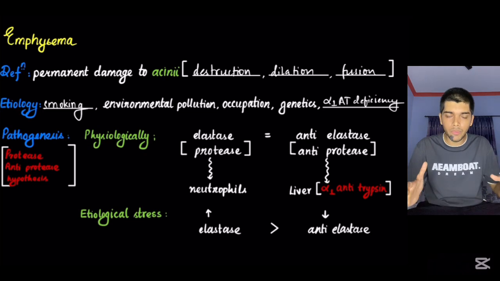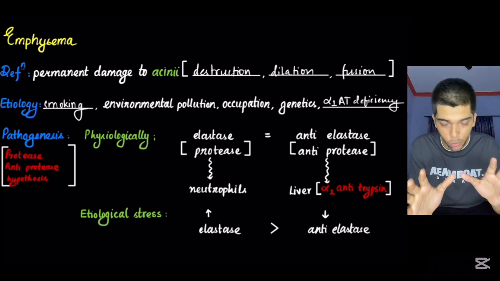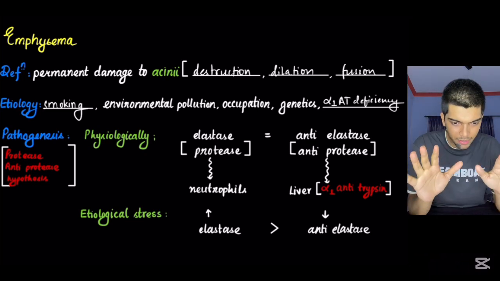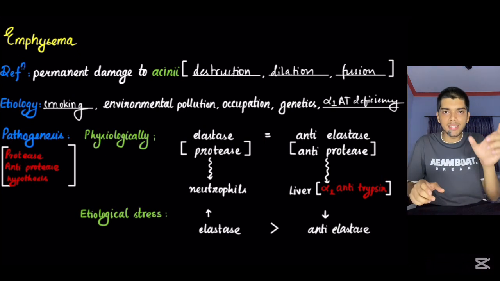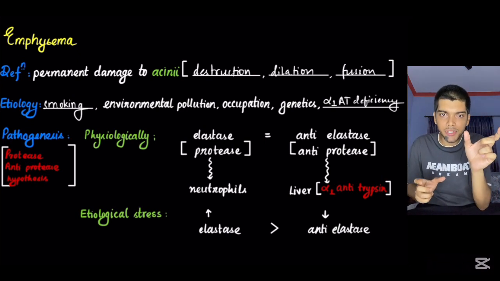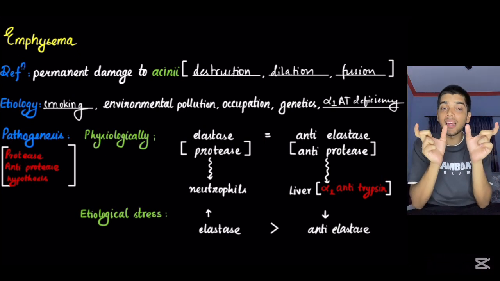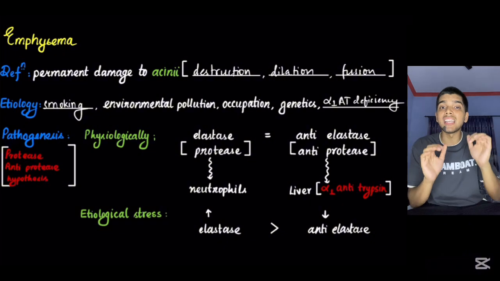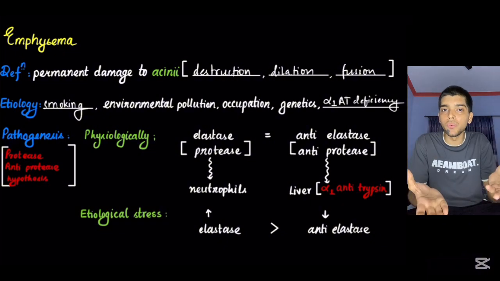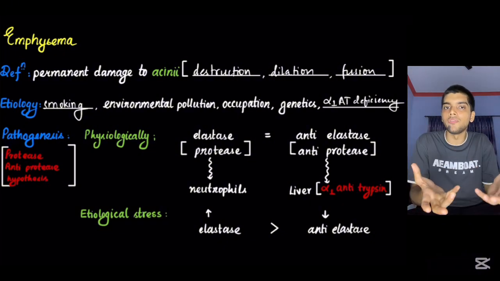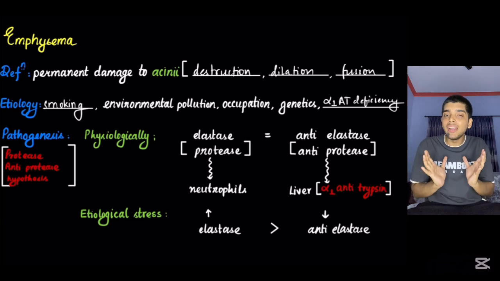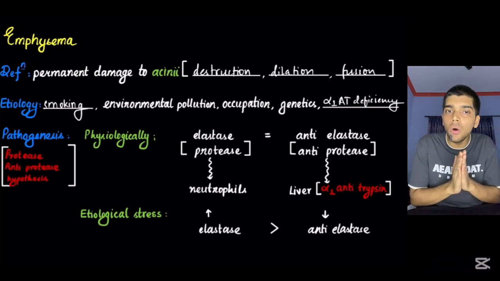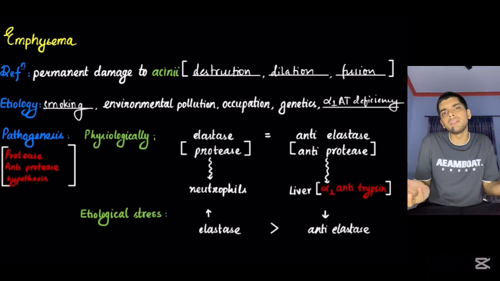Got it? No? Okay. Hear me out. This is very simple. There is elastase that breaks down elastic tissue. There is anti-elastase that prevents the breakdown of elastic tissue. When elastase is more than anti-elastase, there is excess breakdown of elastic tissue. When there is excess breakdown of elastic tissue, the alveoli lose their ability to recoil, and the person gets emphysema.